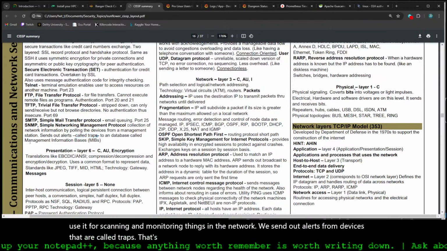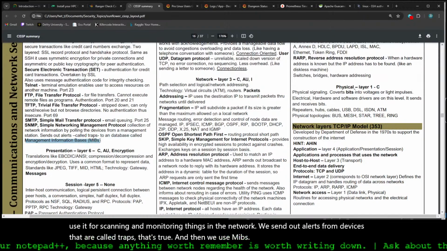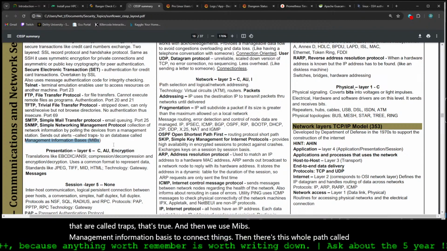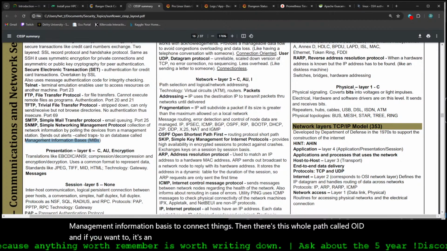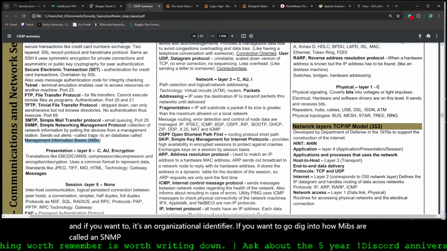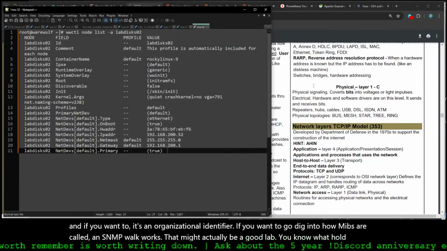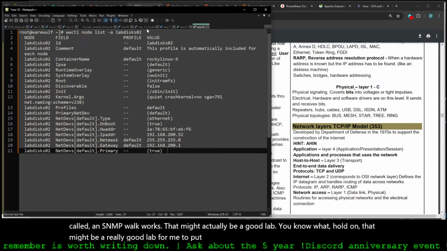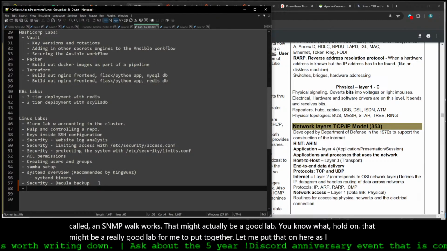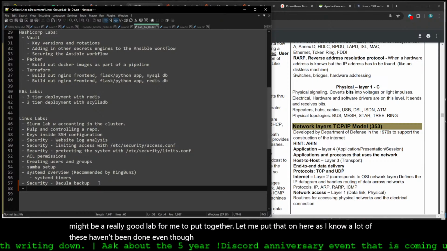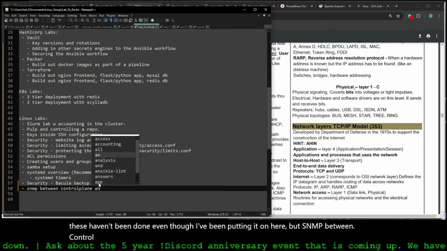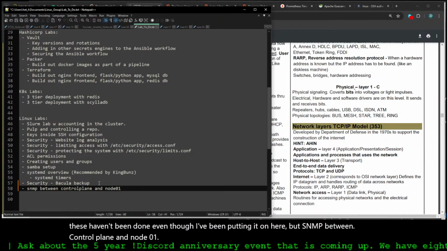And then we use MIBs, Management Information Bases, to connect things. Then there's this whole path called OID, an object identifier. If you want to dig into how MIBs are called and how SNMP walk works, that might actually be a good lab. Hold on, that might be a really good lab for me to put together. Let me put that on here, as I know a lot of these haven't been done, even though I've been putting them on here. But SNMP between control plane and node 01 setup.